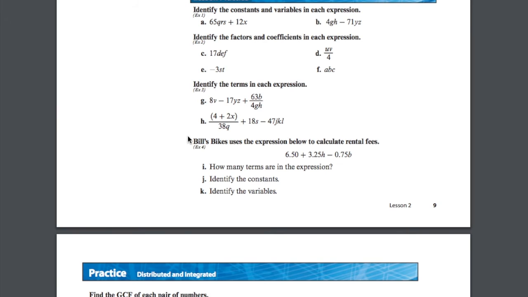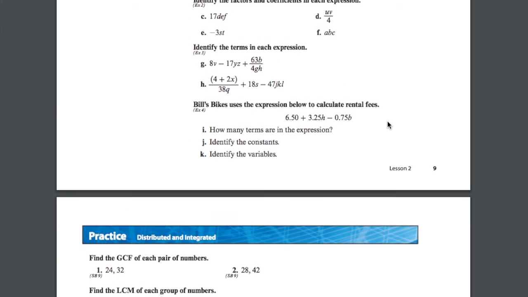Letter H has the similar setup in which there are 1, 2, 3 terms. Therefore, I would identify this division problem with these numbers and variables as the first term. 18s is my second term, and 47j times k times l is my third term.